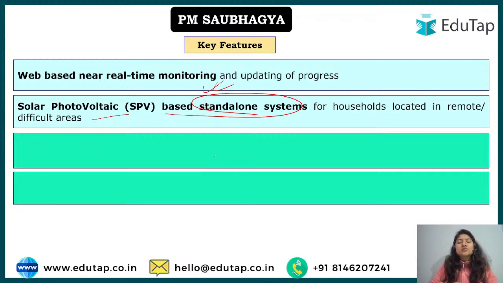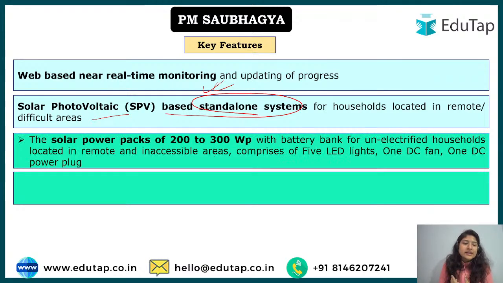So you can say the solar connection will be done in such areas so that they have electricity at home, be it from a renewable source. We have a renewable power source, but still there is electricity at their home. For that, these solar panels are a power pack of 20 to 30 WP. What is WP? That is watt peak. So that is the unit of the power that will be provided in such remote areas, with a battery bank for unelectrified households in the remote and inaccessible areas.